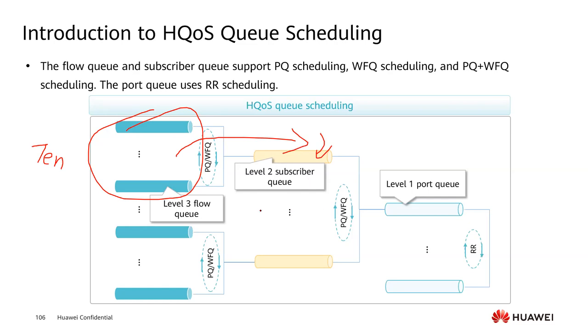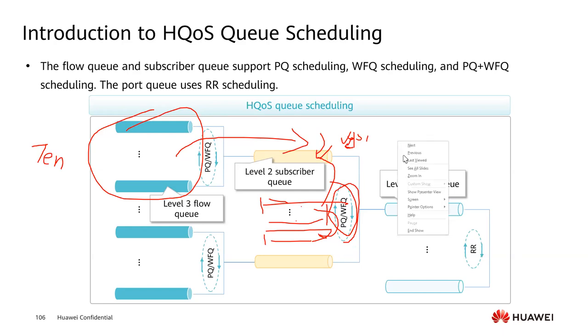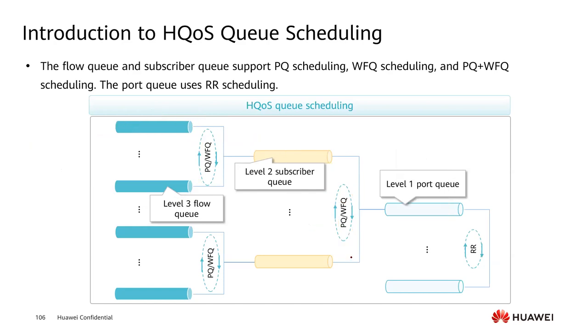So between the different tenants, we maybe have a lot of level two queues, right? Between the different tenants, some tenant maybe is a golden tenant, some is silver, some is a VIP, some is just a normal tenant, some is a VVIP tenant. So between those tenants, you also can do PQ and WFQ to decide which packet should be forwarded out first.